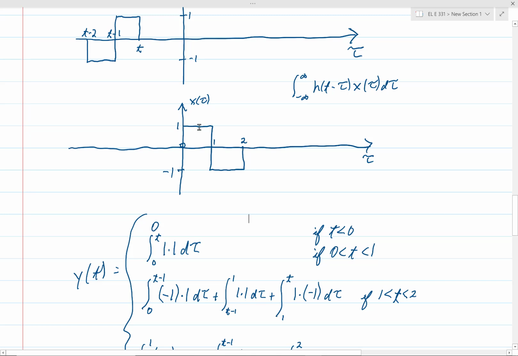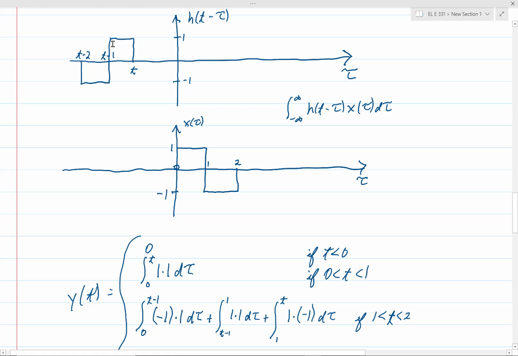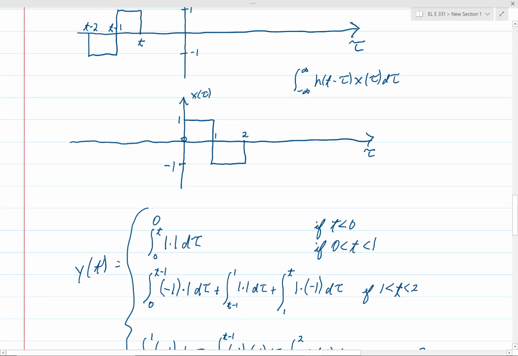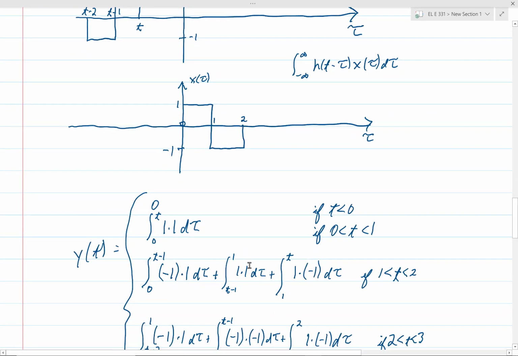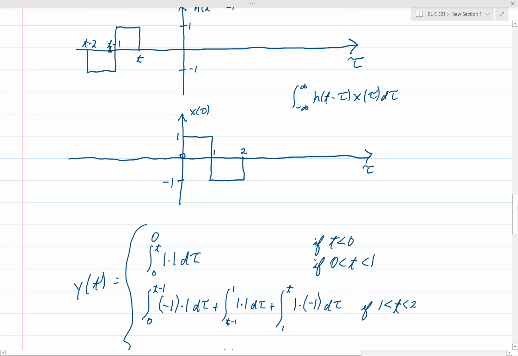Then we'll have some overlap between this portion of x and this portion right here of h. Now both of them are equal to 1, so that's why we have 1 times 1 here. And what should the limit be? Well, again, this t minus 1 is somewhere in here. And so the overlap of the positive portion with the positive portion will be from t minus 1 to 1. And so that's why we get the limits t minus 1 and 1 for this middle integral.